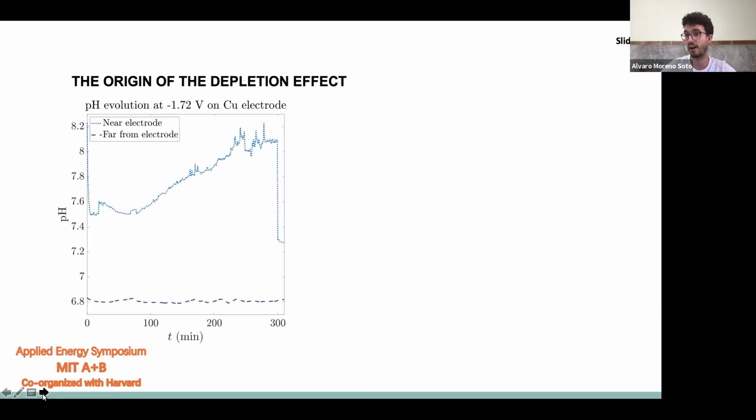So these are actually pH measurements from our experiments. You see, far away from the electrode, no change, constant at all times, at the level of 6.79, which is our equilibrium level. But close to the electrode, you see that it's changing and it's increasing over time. And you see that sudden drop. The sudden drop occurs when we stop the reaction.